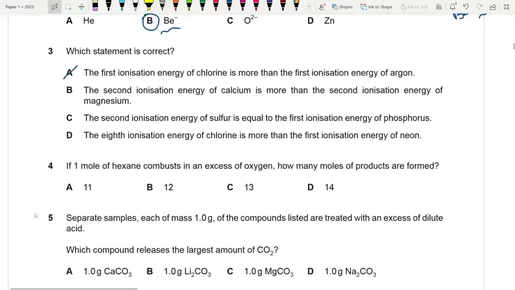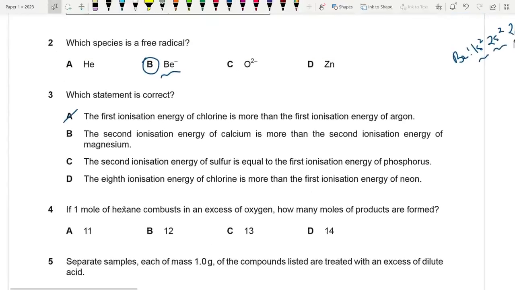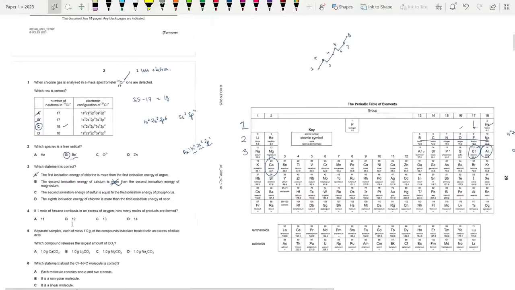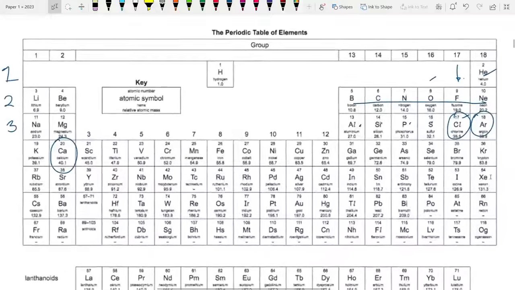So A is wrong. Second ionization energy of calcium is higher than the second ionization energy of magnesium. However, look at this. Calcium is below magnesium in the group, and we know that as we go down the group, ionization energy actually decreases. So this is wrong. Calcium does not have a higher second ionization energy than magnesium since it is below magnesium in the group.